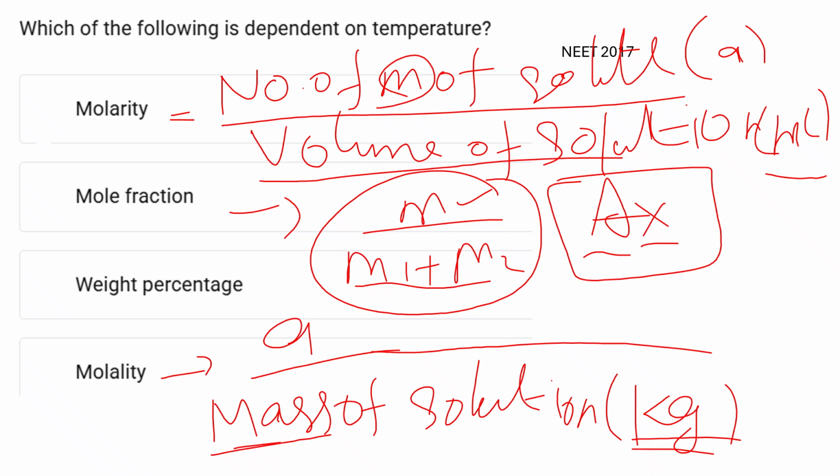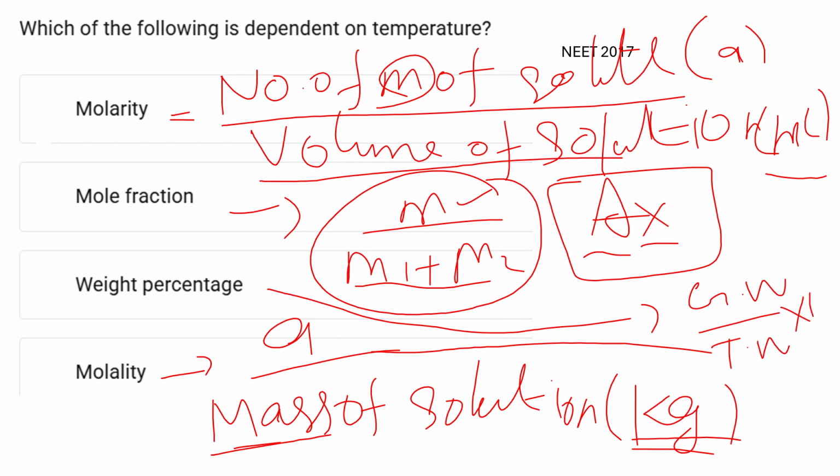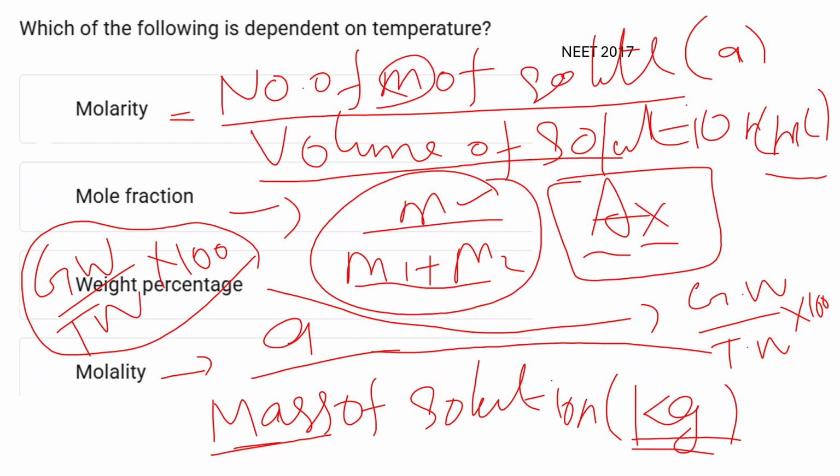Then what about weight percentage? Weight percentage is nothing but given weight divided by total weight multiplied by 100. What is called total weight? If we have 100 gram of HCl, and out of it I take only 50 gram of HCl to make the solution, then what is the weight percentage? 50 gram divided by 100 gram multiplied by 100.